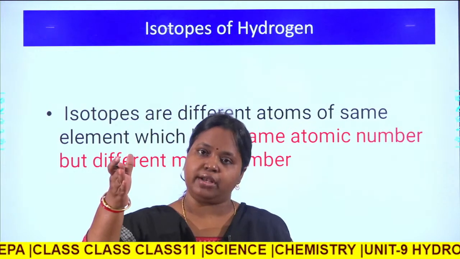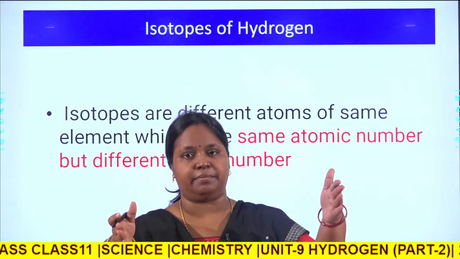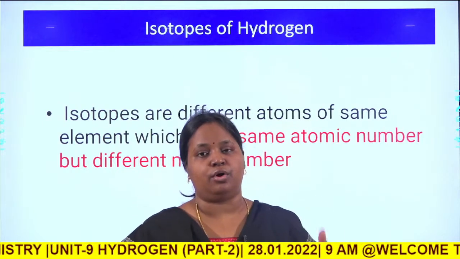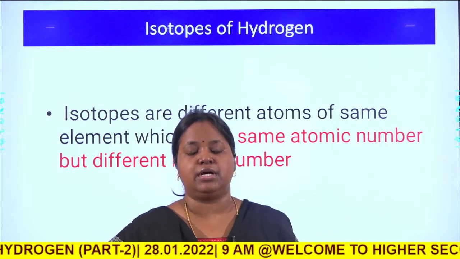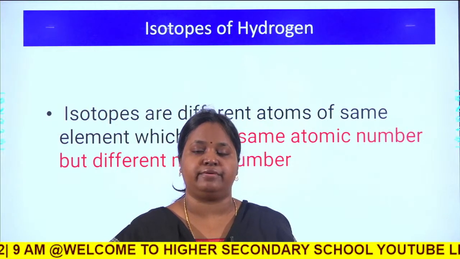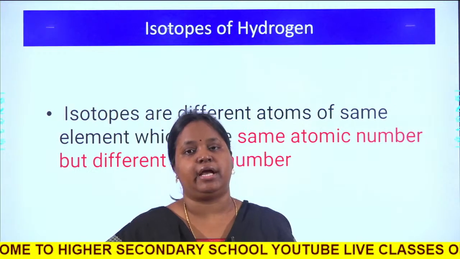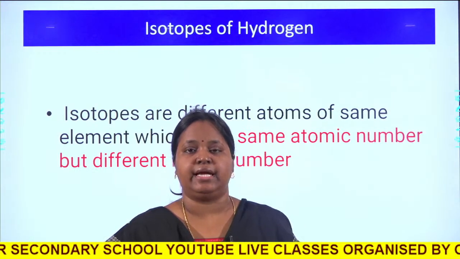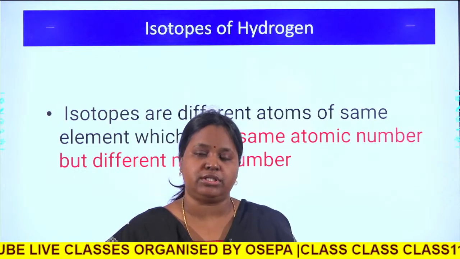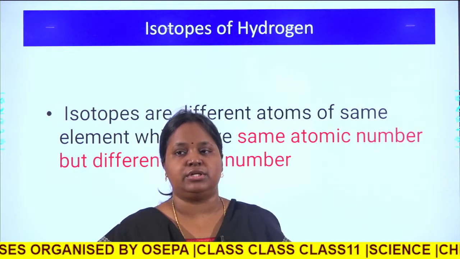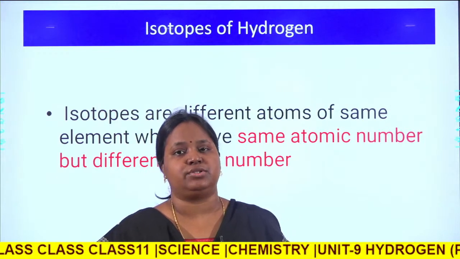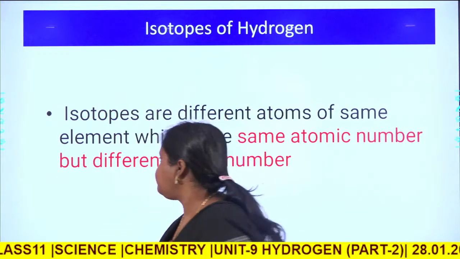Group 1 is at the start of the periodic table and group 17 is near the end, but hydrogen has similarity with group 1 and also with group 17 elements. Some properties of hydrogen also differ from group 1 elements as well as group 17 elements. Hence, it has a special position in the periodic table and the position of hydrogen is still ambiguous. So, let us start today's class with isotopes of hydrogen.